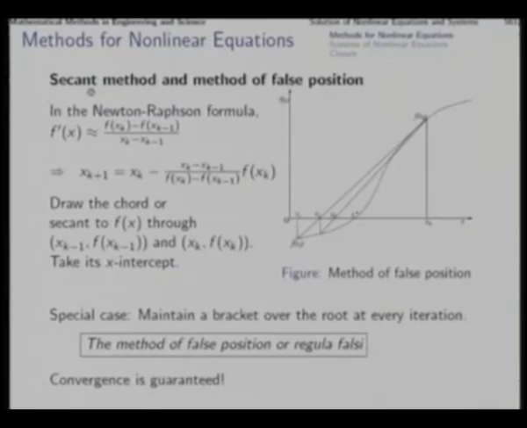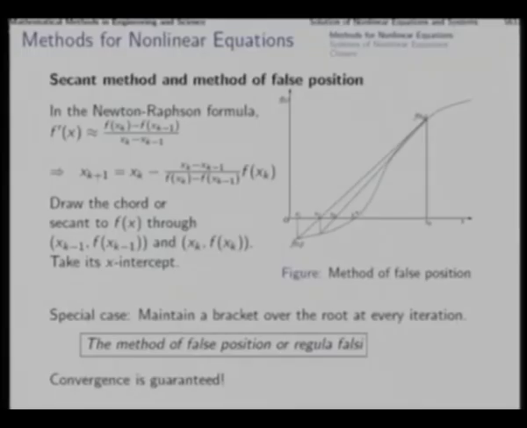So, the way it works is that you start from 2 points x0 and x1. At these 2 points, evaluate the function values. No need of a derivative here because the derivative is replaced by this. Then through these 2 points, draw a chord of the curve. Wherever this chord cuts the x-axis, take that as the next point. Then out of x0, x1 and x2, retain 2 points and continue the process.